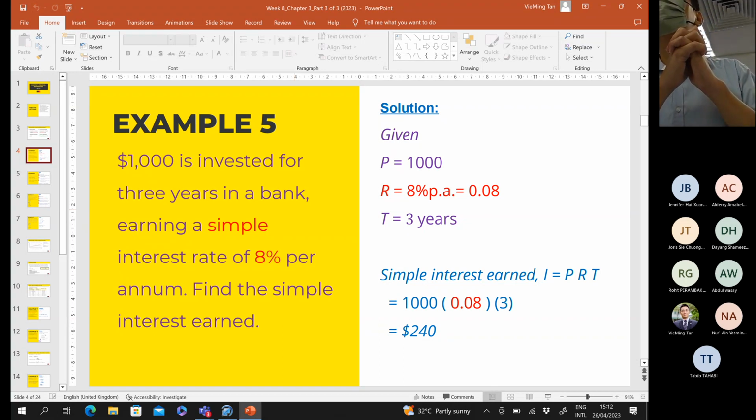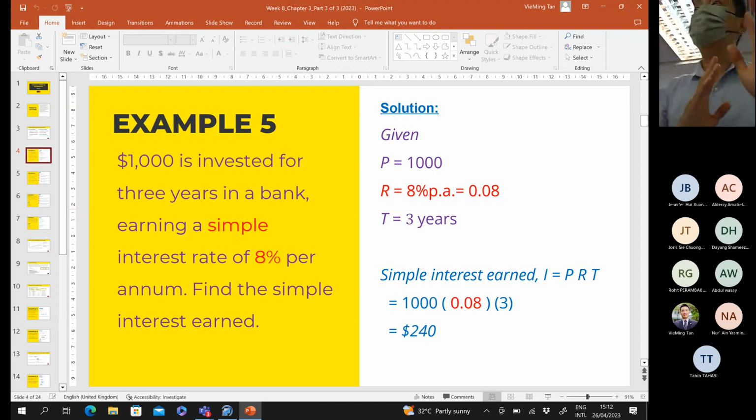Yes, what is the answer? Time, right? The duration of the investment. So 3 factors, right? These are the 3 factors that will influence the interest earned for a simple interest investment.